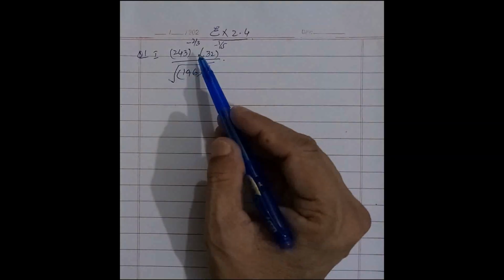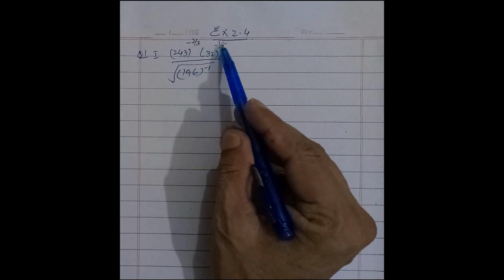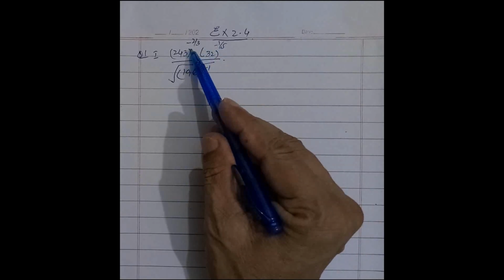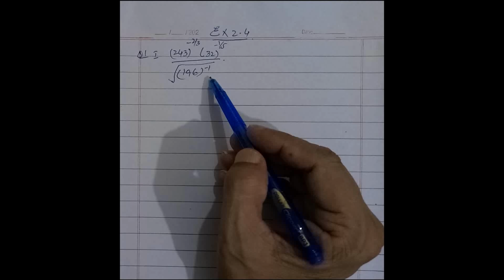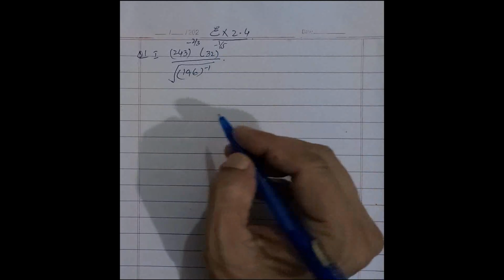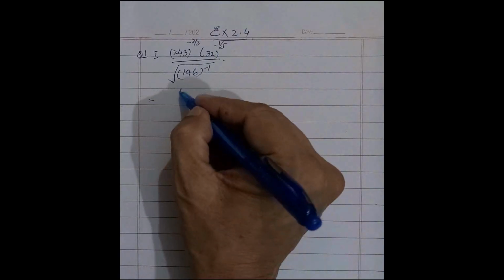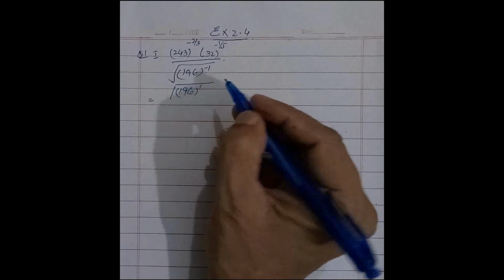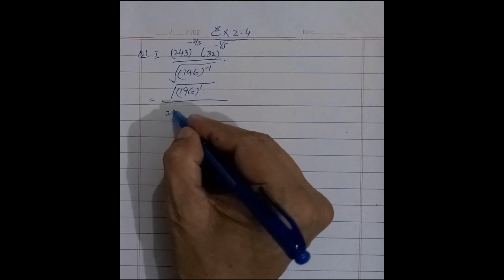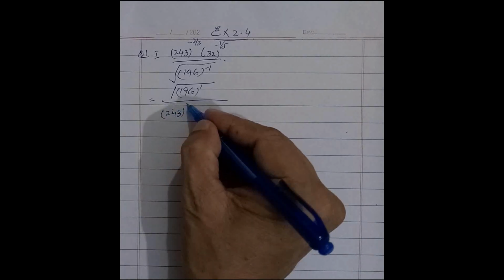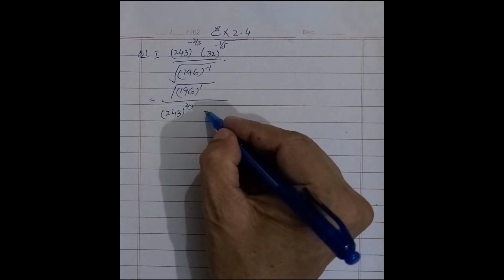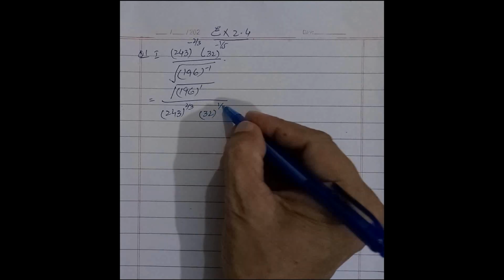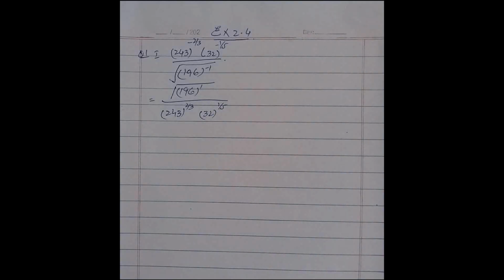So here in question 1 part 1, all the powers are negative on the numerators and denominators. So we convert them into the positive form, which is 196 whole power 1 square root over 243's power 2 over 3 and 32's power 1 over 5. And now we simplify these values by factorization.